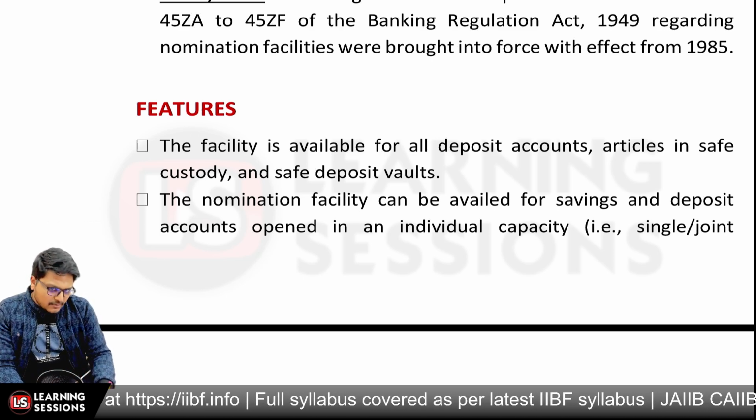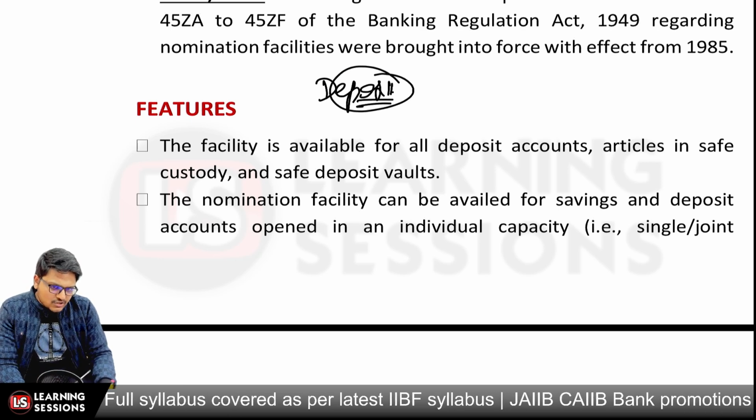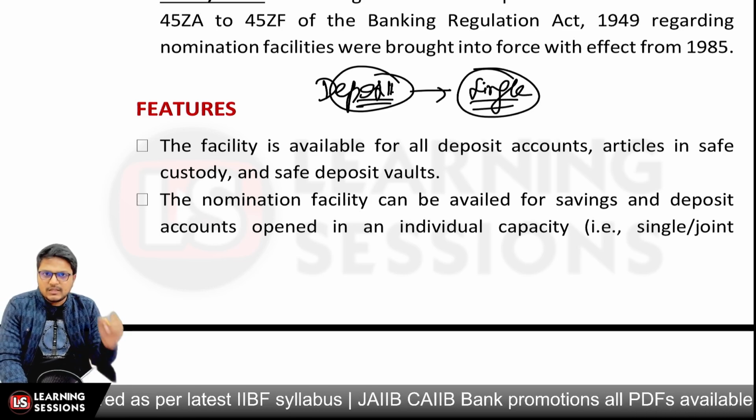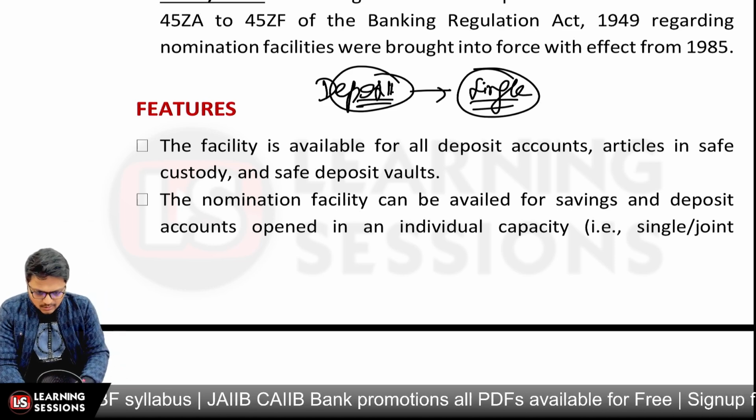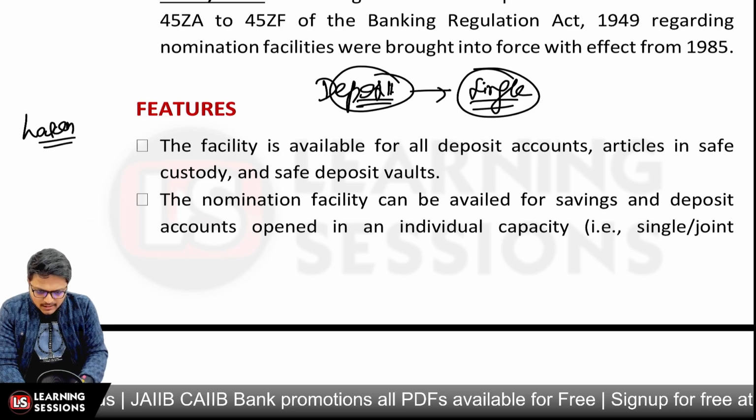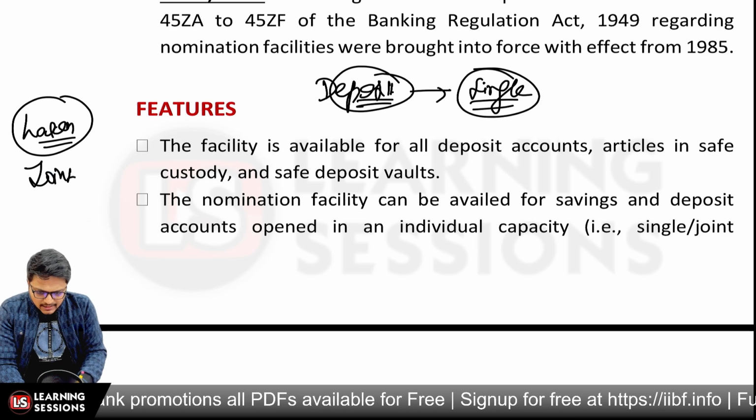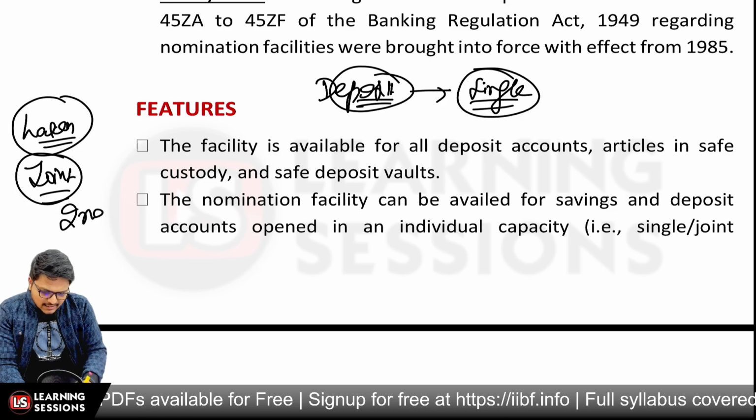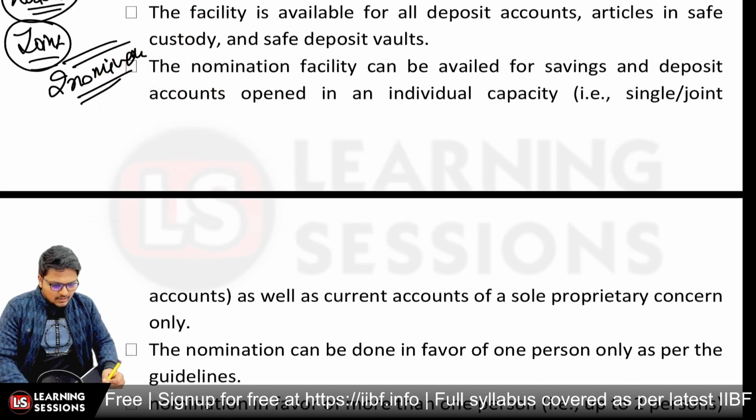Now in case of the deposit accounts, only single nomination is allowed, and no joint nomination is allowed. But in case the locker is opened in joint name, in that scenario, as per the IBA recommendations, 2 nominations have been allowed.